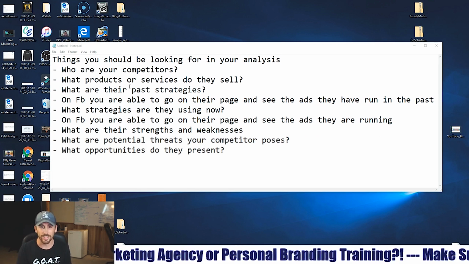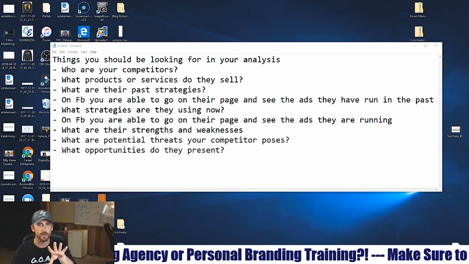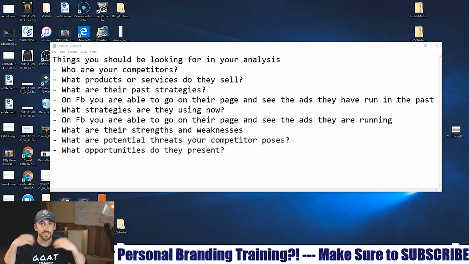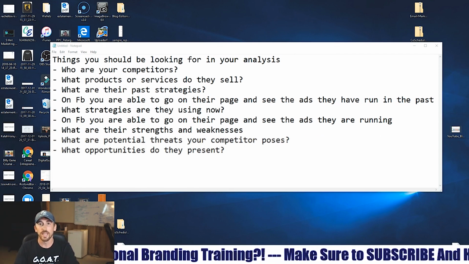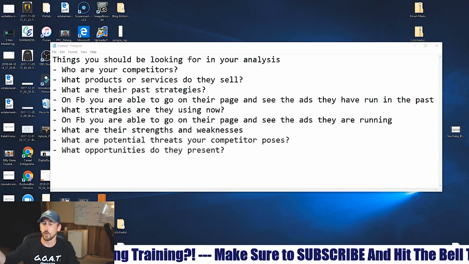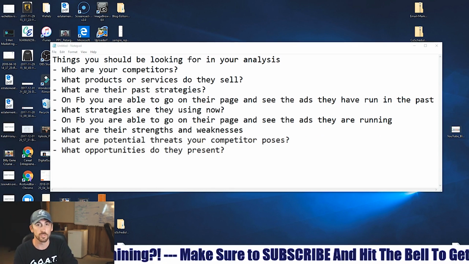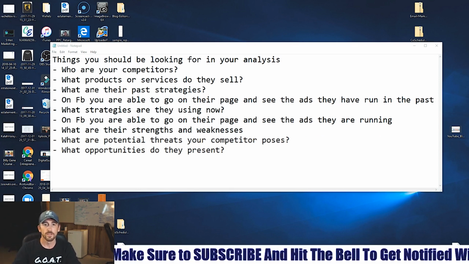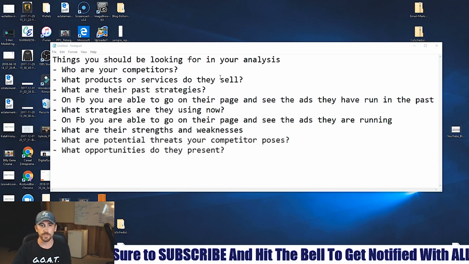Basically, things to be looking for: who are your competitors? You'll want to actually list those out, right? Who are your direct competitors and then indirect competitors? Your direct competitors are people who sell the exact same product or service you do. Indirect competitors could be people who sell products or services that go along with the product or service you sell that could be taking away money from your bottom line, right? So who are your competitors? What products or services do they sell?